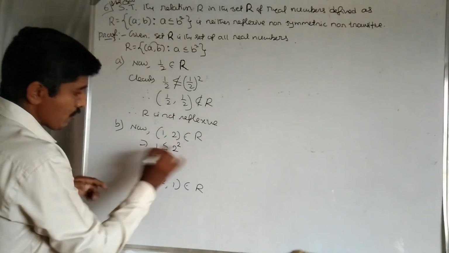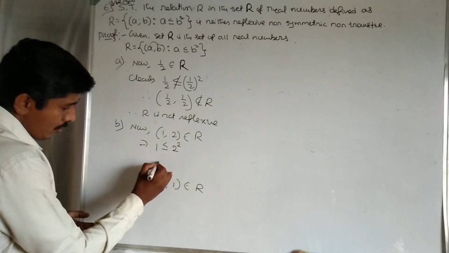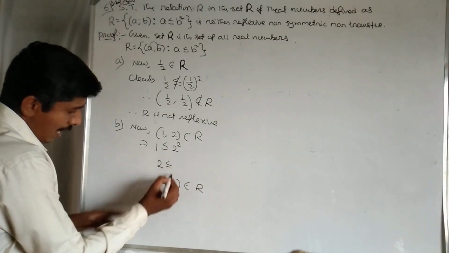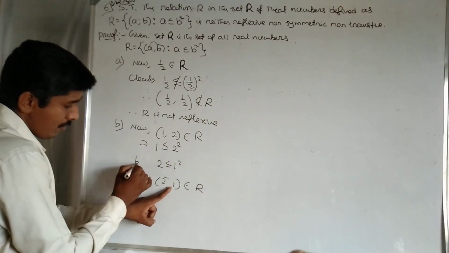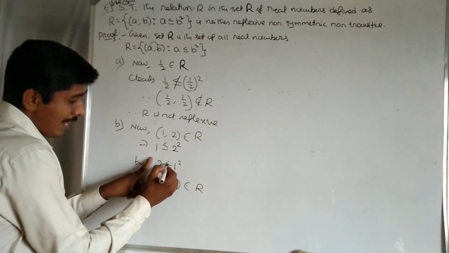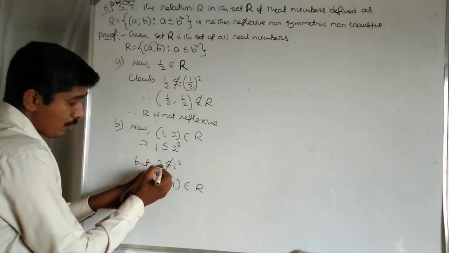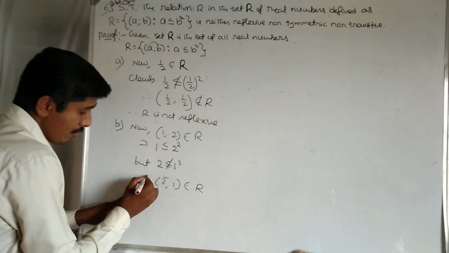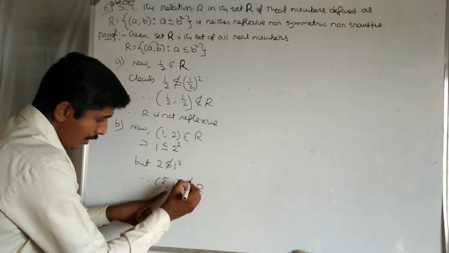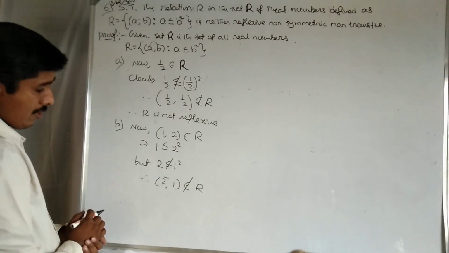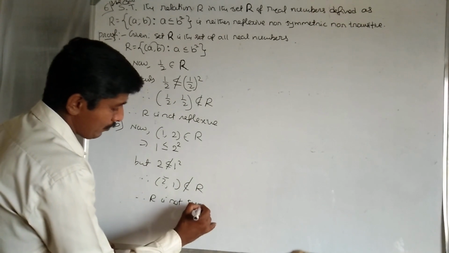That means 2 square. Interchange 1 and 2: 2 comma 1. Here first element 2 is less than or equal to square of the second element 1 square? Correct. 2 is greater than 1 but not less than or equal to 1 square. Therefore, your first element 2, second element 1, 2 comma 1 doesn't belong to relation. Therefore, R is not symmetric.